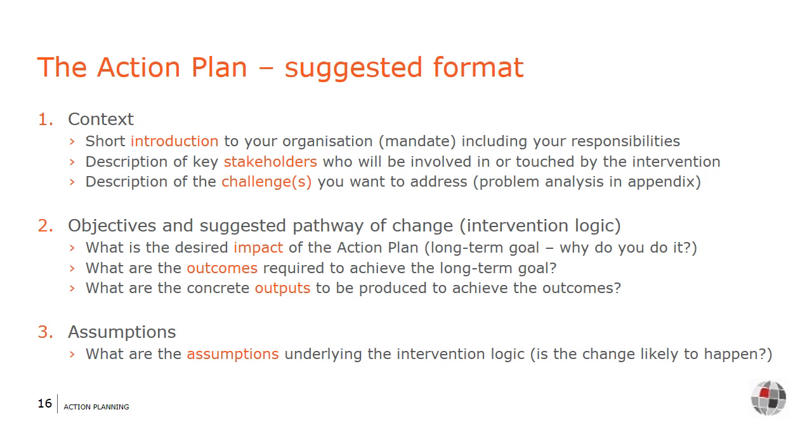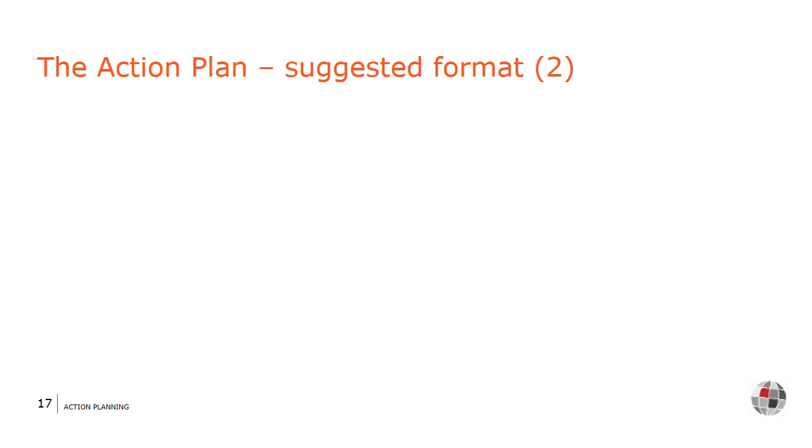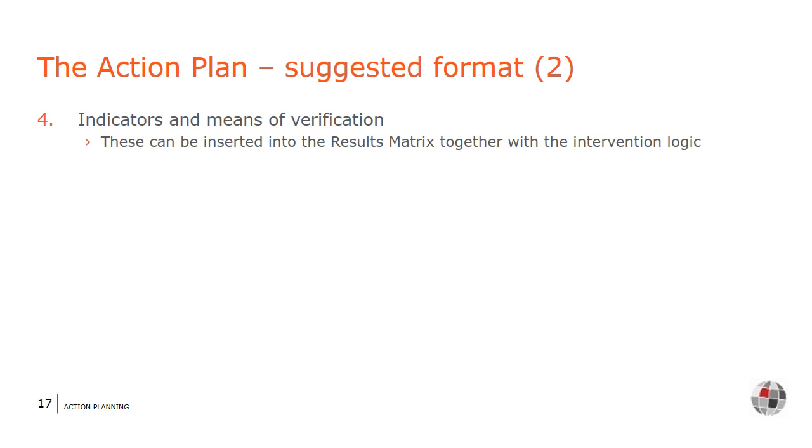Thirdly, the identified assumptions underlying the intervention logic shall be presented together with an argumentation as to why you believe that they will hold good. Fourthly, indicators and means of verification shall be presented. They can be inserted and be presented in the form of a results matrix together with the intervention logic and the assumptions, or in any other form. Fifthly, the action plan should contain a specific chapter on the risks and suggested mitigation measures.